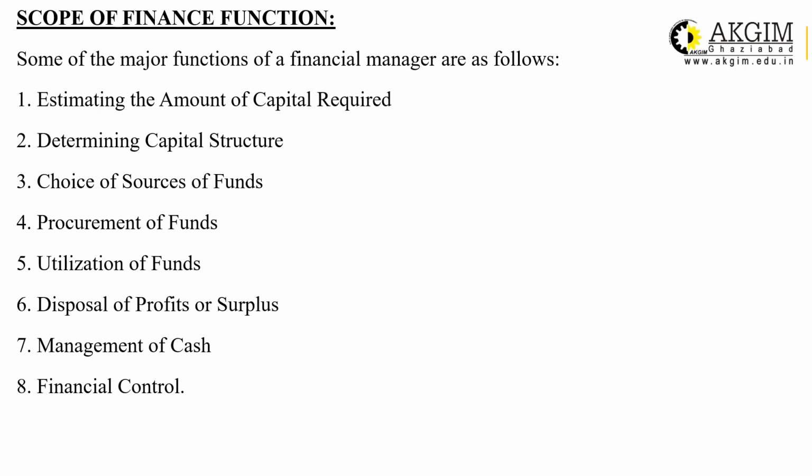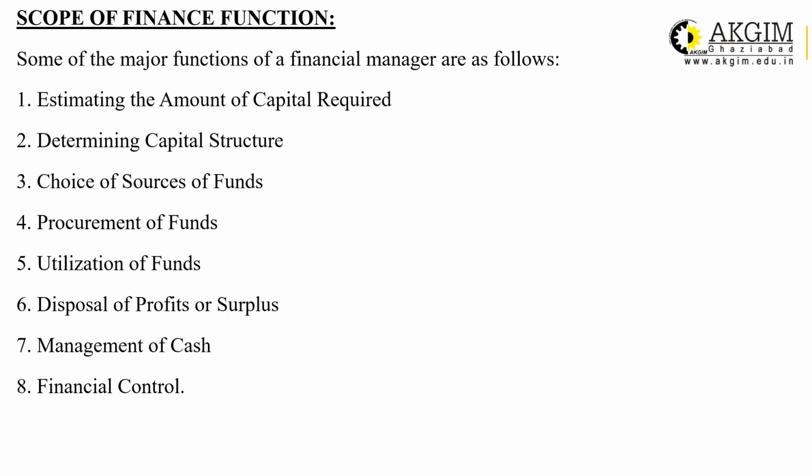Then what is the scope of the finance function? Some of the major functions of the financial manager are, or what is the scope? What different types of decisions are taken by a finance manager? It is estimating the amount of capital required. This is the first step. When you start a business, obviously you make a budget, an estimation of how much fund, how much capital is required for the business.